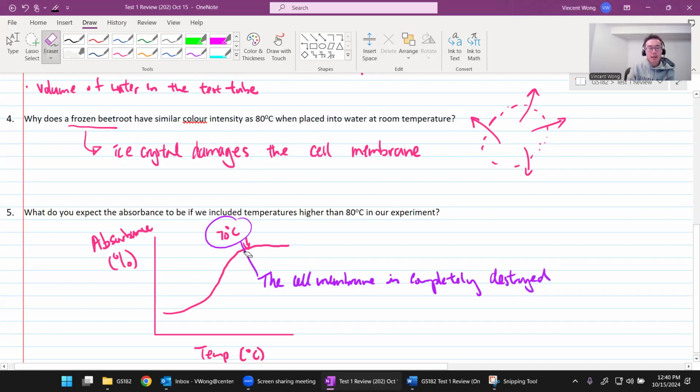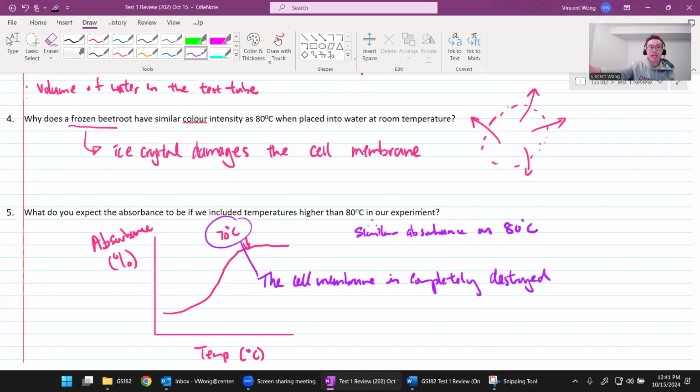So heating it up more is not going to destroy it further. It's as destroyed as it can be. So you wouldn't expect the absorbance to go up any further. You would expect it to be similar absorbance as 80 degrees. Can it be 1 or 2% higher? Sure, but that's not because more pigment is leaking out. It's just subtle fluctuations.